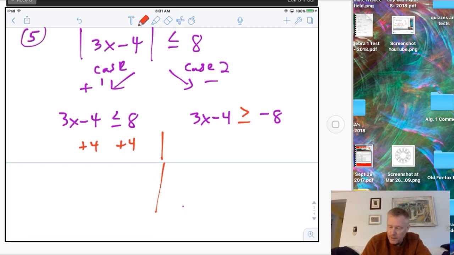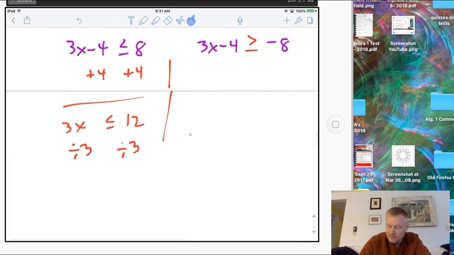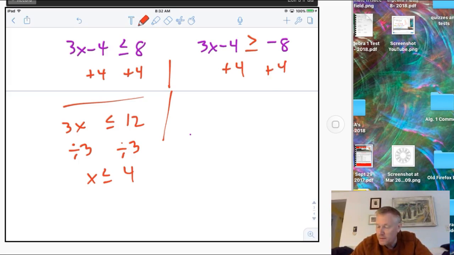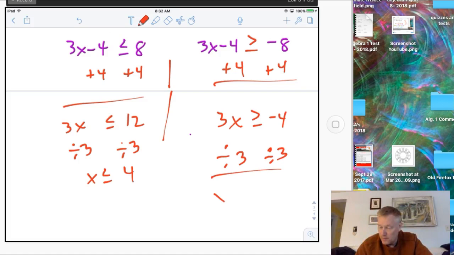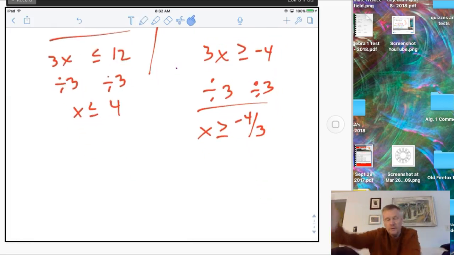Add 4 to both sides. 8 plus 4 is 12. I got 3x is greater than 12. Divide by 3. I get x is less than or equal to 4. The right side, add 4 to both sides. I got 3x is greater than or equal to negative 4. Divide by 3. And I get x is greater than or equal to negative 4 over 3. Don't make it harder than it is.